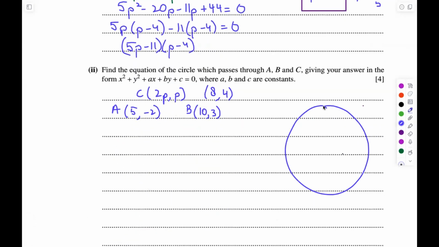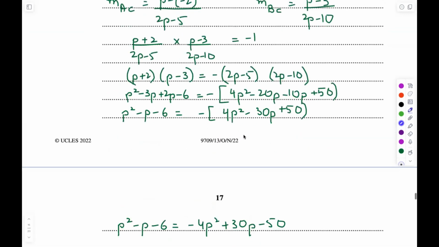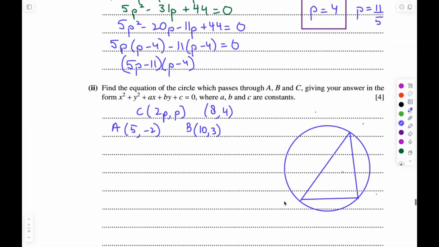Now, from the previous part, we know that the lines are perpendicular to each other. So if we have a circle, two lines can only be perpendicular to each other if one of the lines is passing through the center and the other point lies on the circle, so the angle formed at the diameter will be a right angle. In the previous part, AC is perpendicular to BC. This shows that AB will be a diameter of the circle, and the midpoint of AB will be the center of the circle.